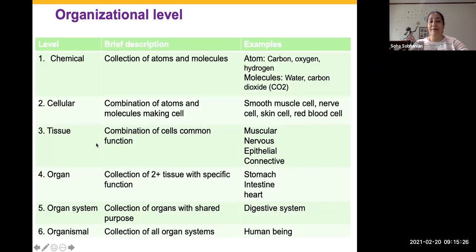You only have 4 major types of tissues, and these are muscular, nervous, epithelial, and connective. We will have a full lecture on this later on, but for now, all you need to know is they're tissues, which are basically a combination of cells, and there are 4 major types of tissues that we have in our body.